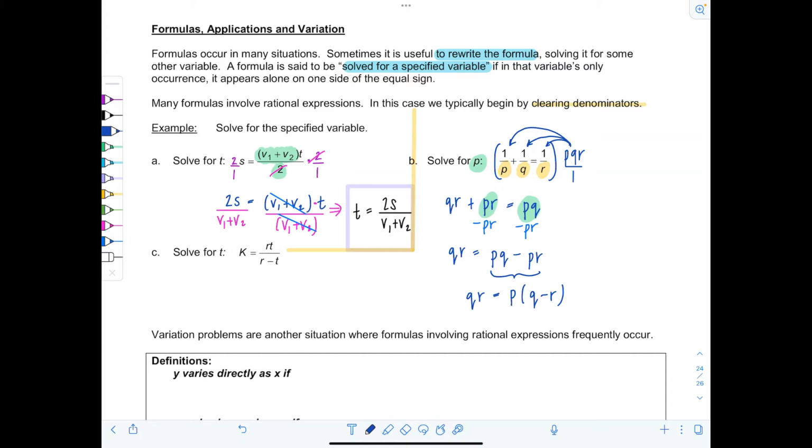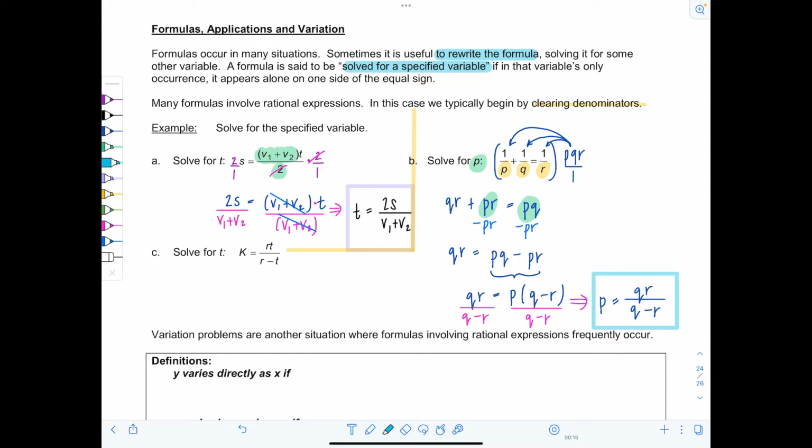All right, good. And then we're almost done. Remember, we're trying to get P all by itself. I'm going to divide both sides by Q minus R, and then I can write my final result as P equals QR over Q minus R. That process should remind you, if you think back to when we would find the equation for the inverse of a function, same process.